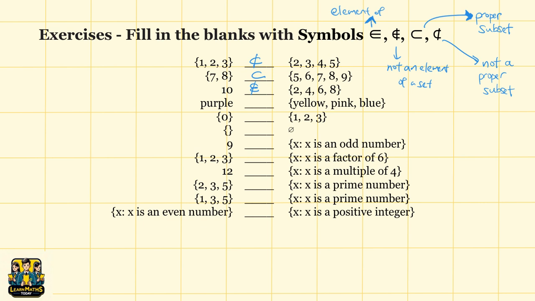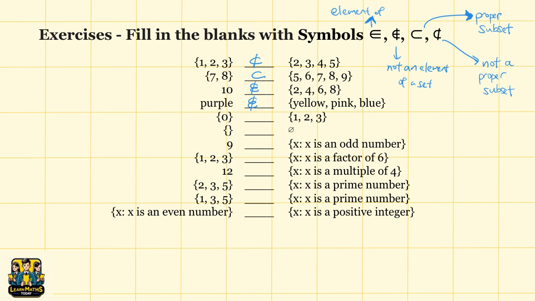Next one is similar. We have purple, an element on the left side, but the set containing yellow, pink, and blue on the right side. Similarly, we will say the element purple is not an element of the set containing yellow, pink, and blue.